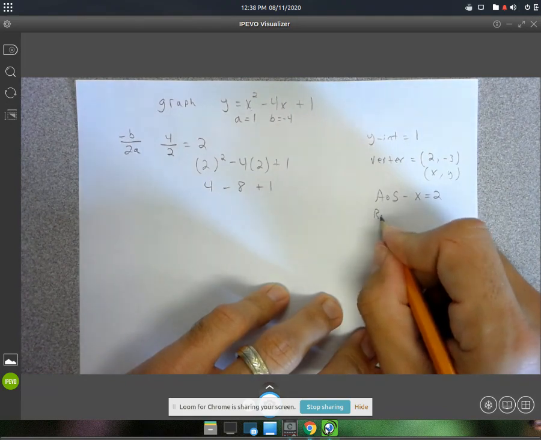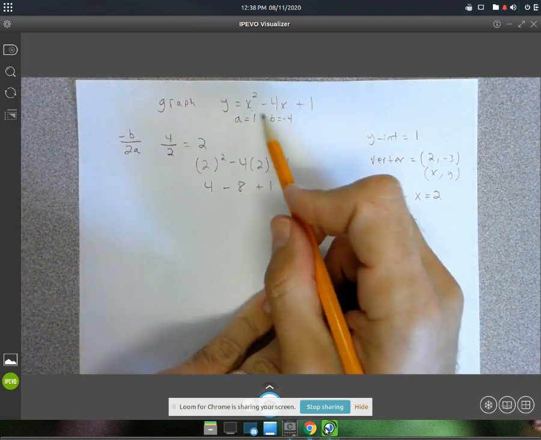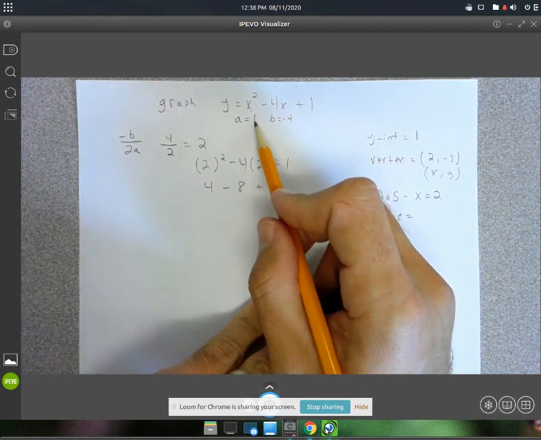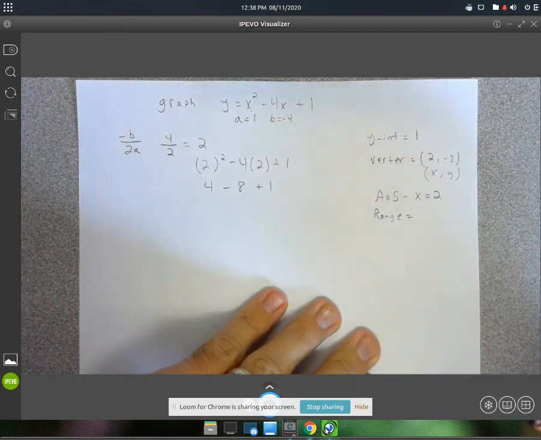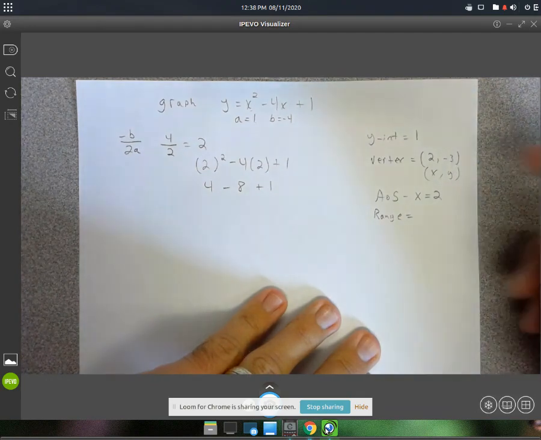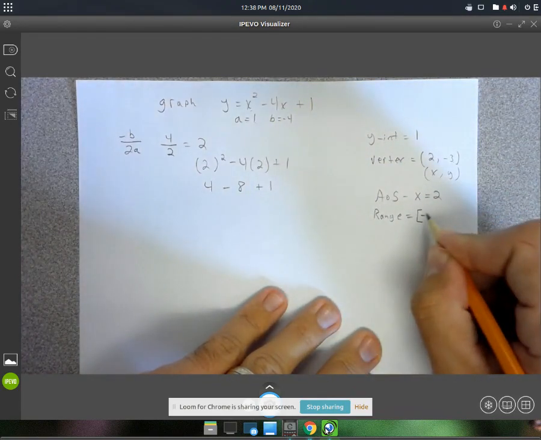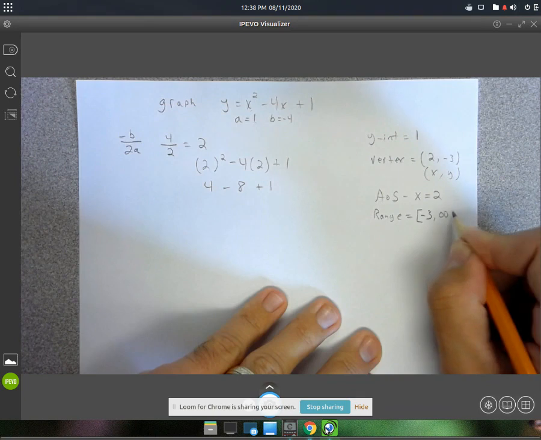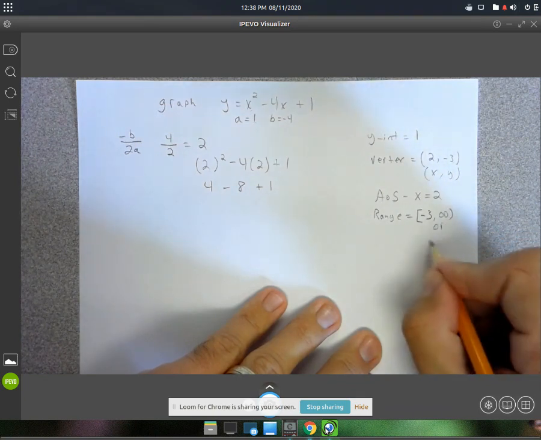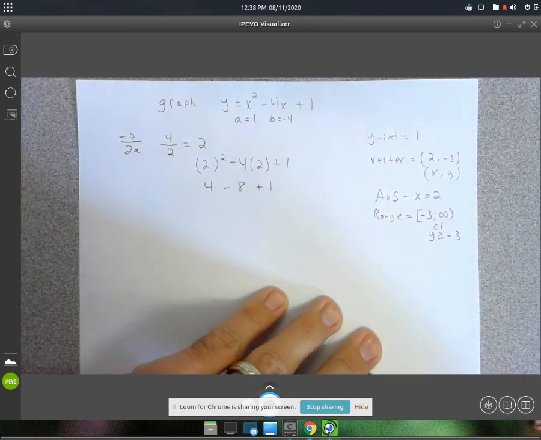And we can also figure out the range. Because we knew that a was positive, we know that this parabola is going to open up, and it has a minimum at negative 3. All right, so the vertex in this case represents a minimum because it's opening up. So the range is going to be negative 3 on to infinity, or y is greater than or equal to negative 3.